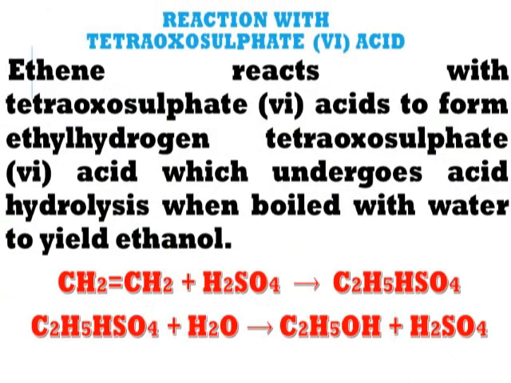The next one is reaction with tetraoxosulfate 6 acid. Ethene reacts with tetraoxosulfate 6 acid to form, first of all, ethyl hydrogen tetraoxosulfate 6, which then undergoes acid hydrolysis when boiled with water to yield ethanol. So you can see CH2 double bond CH2, that is ethene, reacting with tetraoxosulfate 6 acid to give you ethyl hydrogen tetraoxosulfate 6. Now, the ethyl hydrogen tetraoxosulfate 6 reacts with water to give you ethanol and tetraoxosulfate 6 acid.